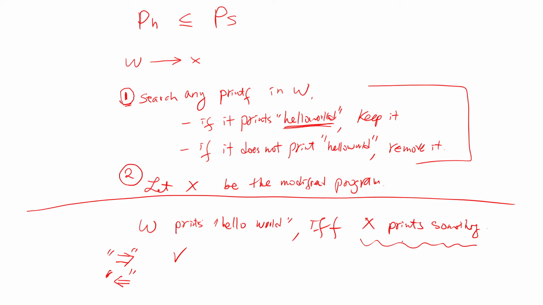So if X prints out something, then that something must be hello world, and that hello world must be coming from one of the statements in W, sorry, actually print hello world. Okay. So we claim W prints hello world if and only if X prints something. And that is the reduction condition.